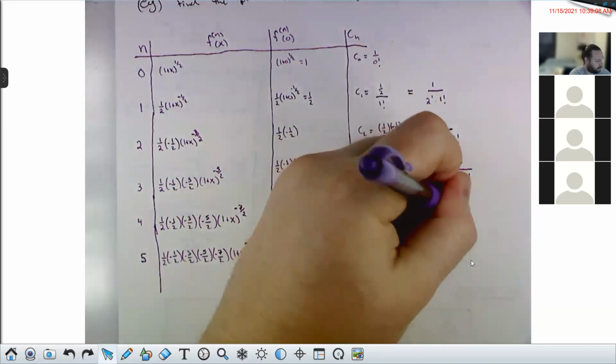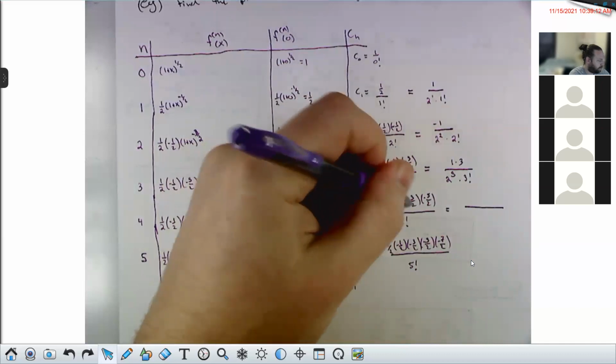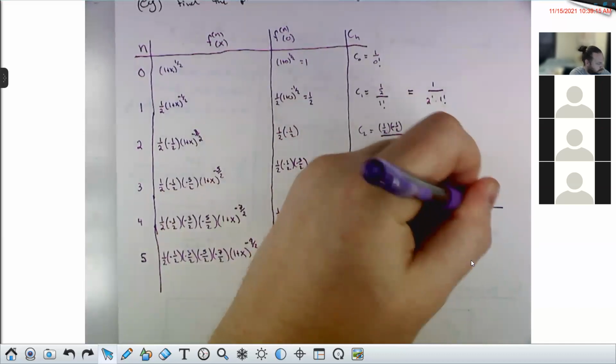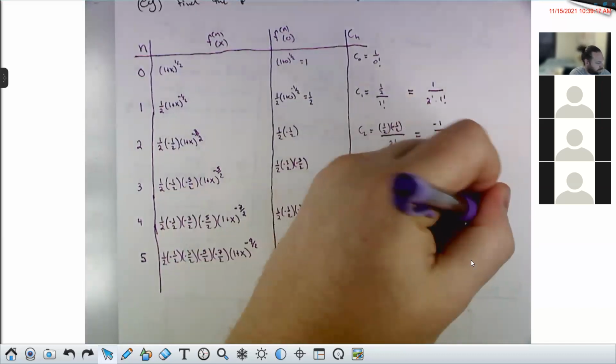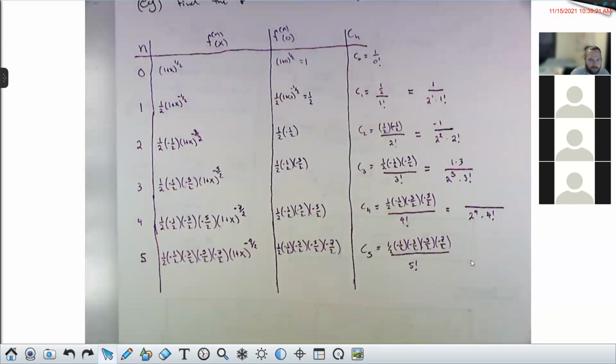This next guy, same sort of thing. I've got a power of 2 downstairs. I've got 1, 2, 3, 4 copies of 2. So it's 2 to the 4, 4 factorial. We're seeing the pattern of the denominator now, I hope.